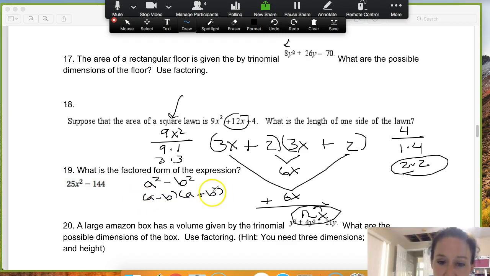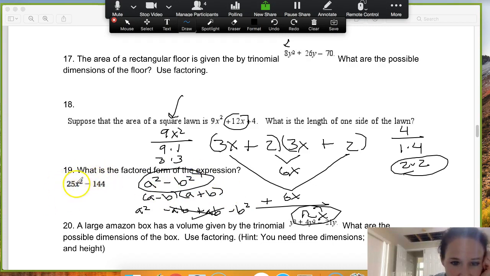Now, if you FOIL this back out, you'll see why it's not a trinomial. Because when one's minus and one's plus, the middle term falls out. FOIL it. First terms give you a squared. Inner terms, negative b times a is negative ab. Outer terms, a times b is positive ab. Last terms, negative b times b is negative b squared. And look, negative ab plus ab fall out, and you're left with a squared minus b squared. So when one's minus and one's positive, you just have two terms.